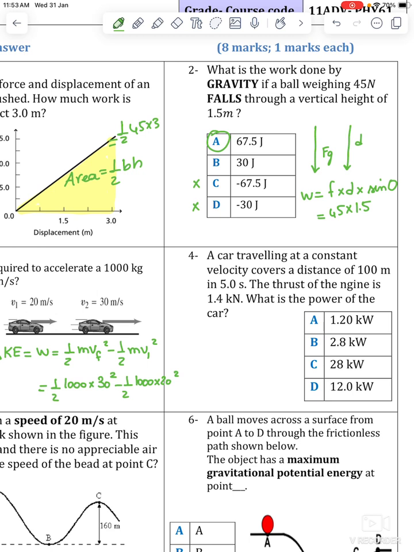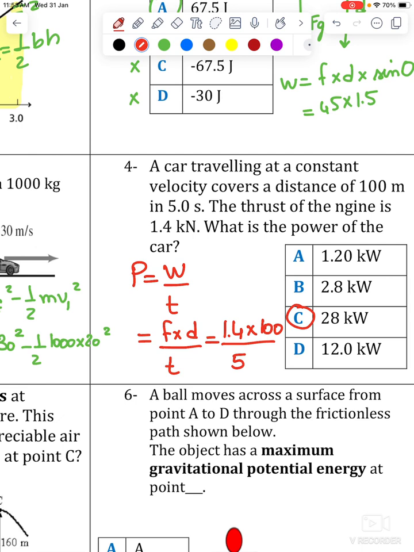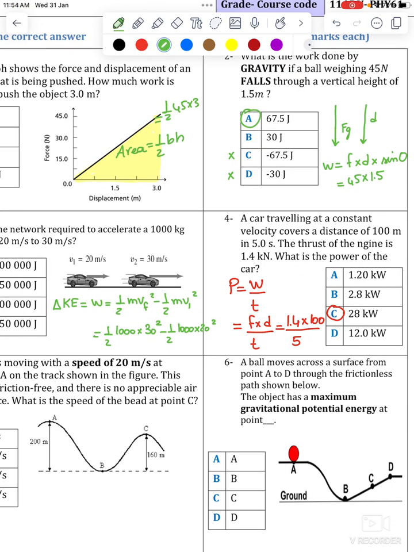A car traveling at a constant velocity covers a distance of 100 meters in 5 seconds. The thrust of an engine is 1.4 kilonewton. I need to find the work, so basically, the power. So the power is the work divided by the time, and the work is force by distance over time, which is 1.4 by 100 divided by 5 seconds, and it is 28 kilowatt, because the force is in kilonewton.